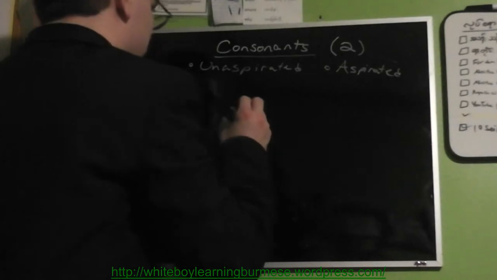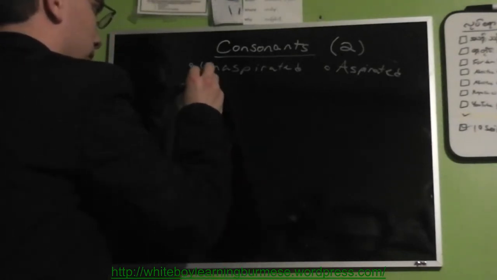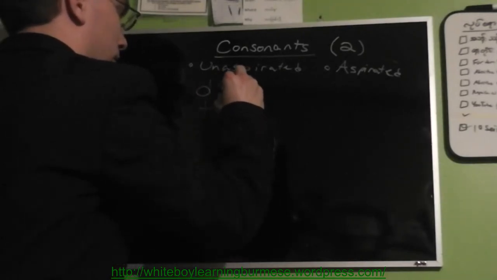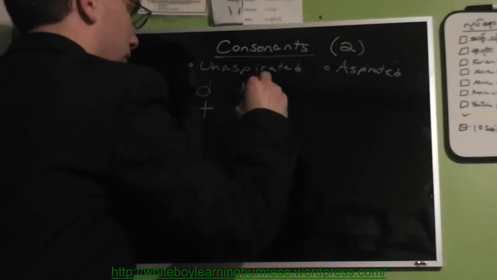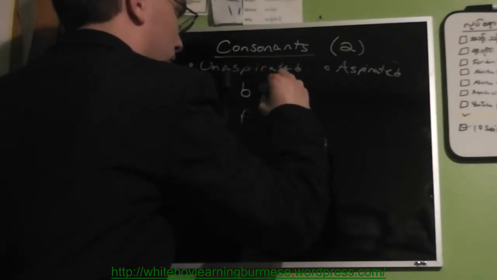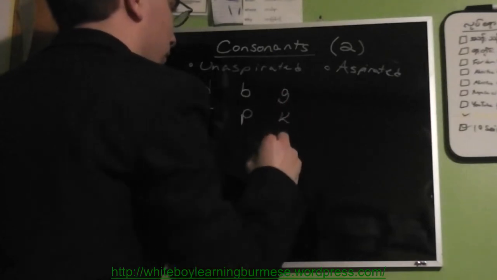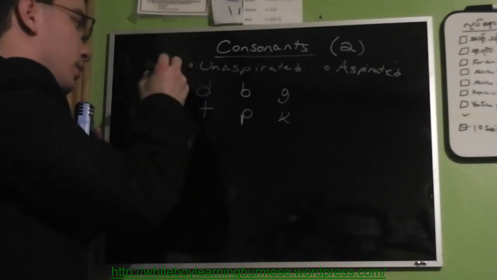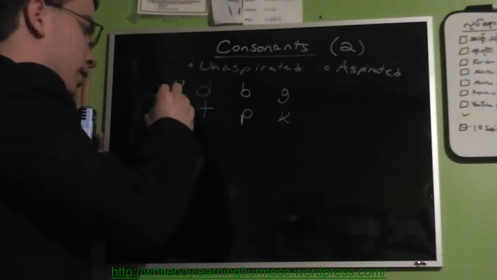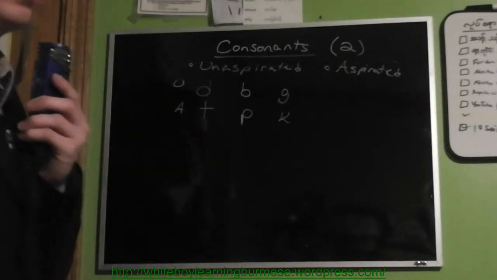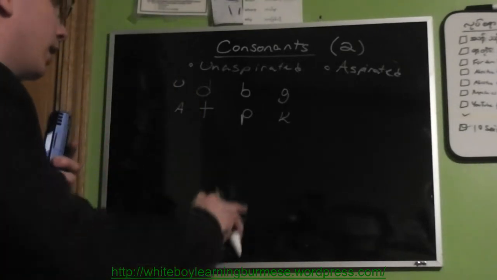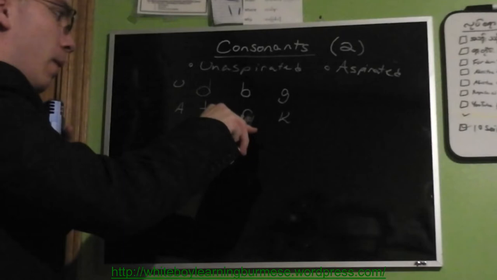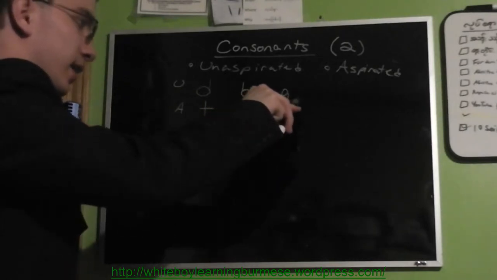So, let's use English as an example. This is unaspirated. This is aspirated. You don't get it? I'll show you. D, T, B, P, G, K.